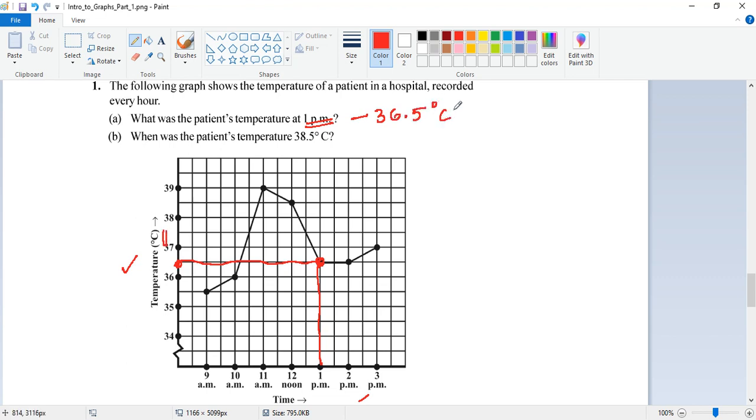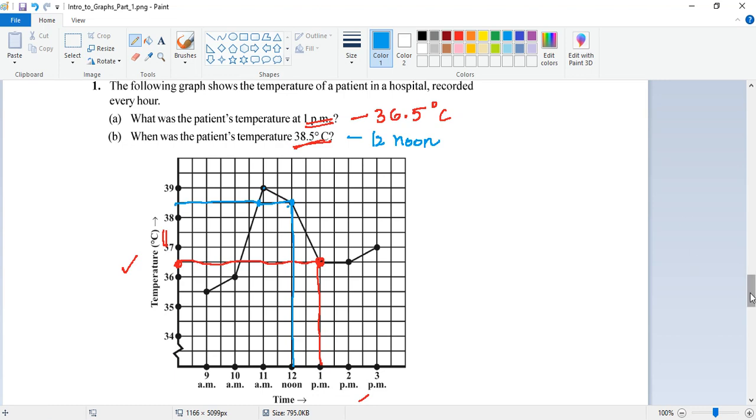Okay. Then when was the patient's temperature 38.5? So temperature, when was it 38.5? So you go to 38.5 now. So 38.5 is over here. So it's touching the graph over here, and it's also touching the graph over here. So at 2 points, right? So now you see, but then you have to consider the points only, okay, not the line at all. So this particular point. So at 12 noon, this is when the patient's temperature was 38.5 degrees C.